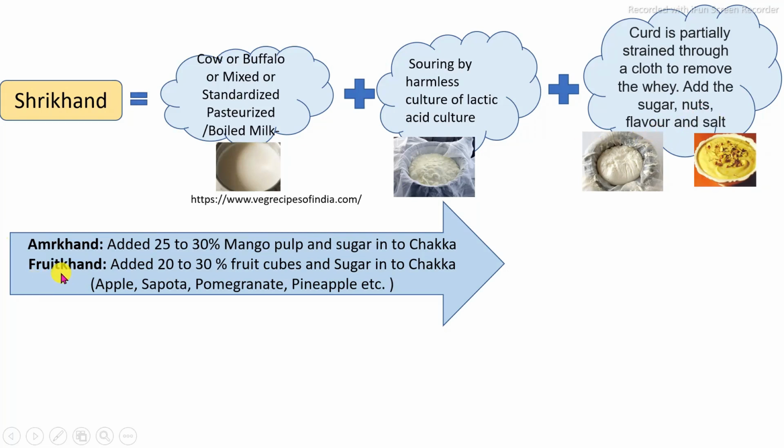Then what is meant by Fruitkhand? That means chakka added with 20 to 30% properly prepared fruit cubes. That means first they are pre-processed, with the peeling and cutting process carried out, and one or more fruits are added into the chakka along with sugar, and maybe other external ingredients, and resulting we get the Fruitkhand. These are the basic terms involved in this production process.